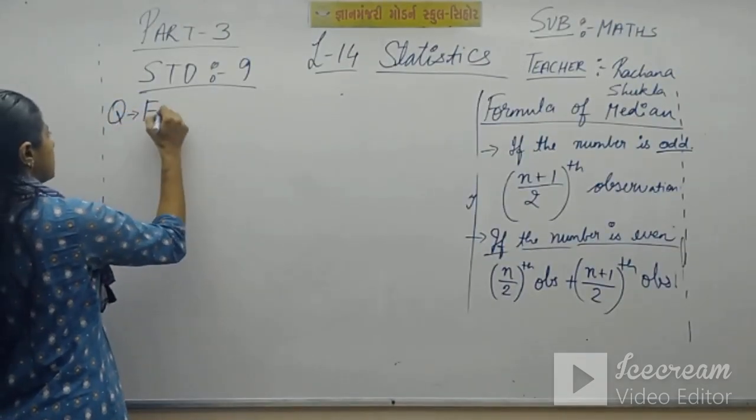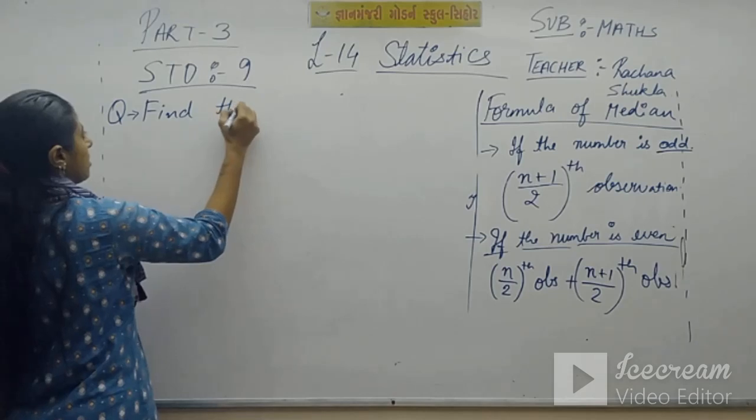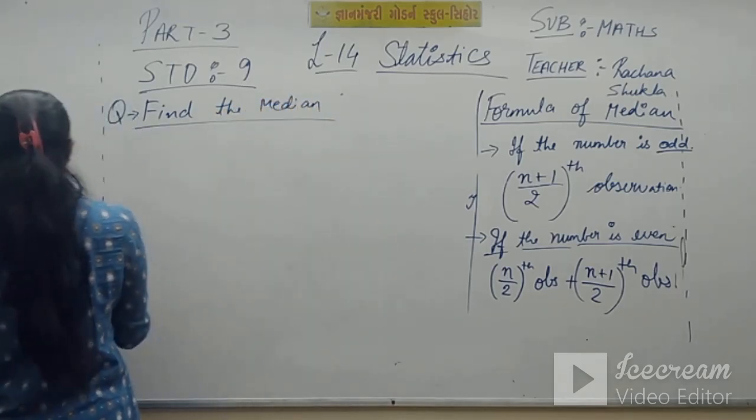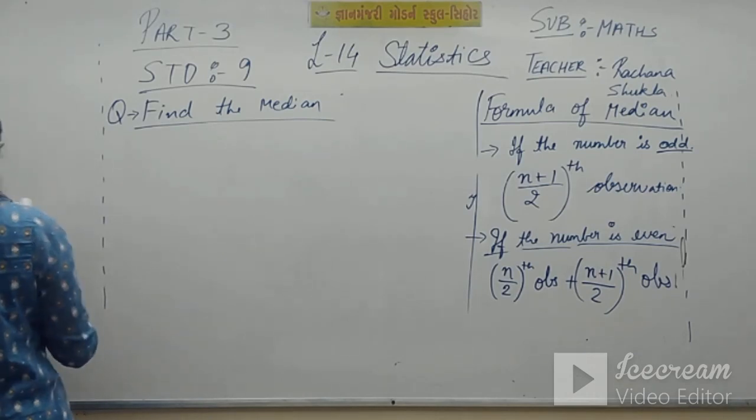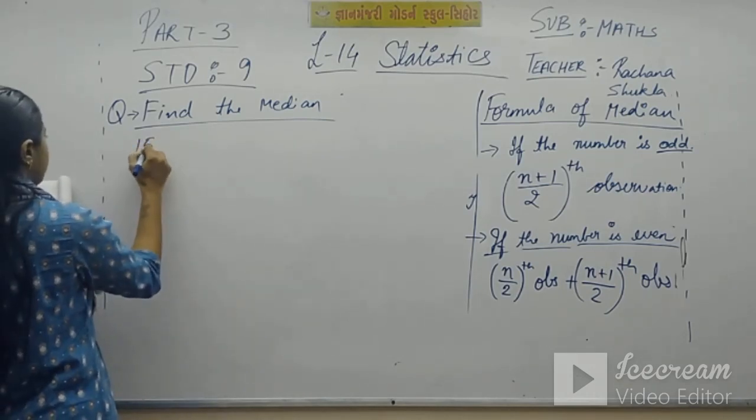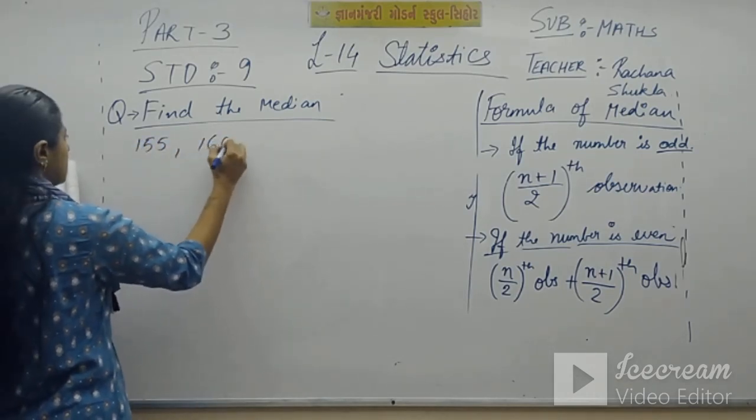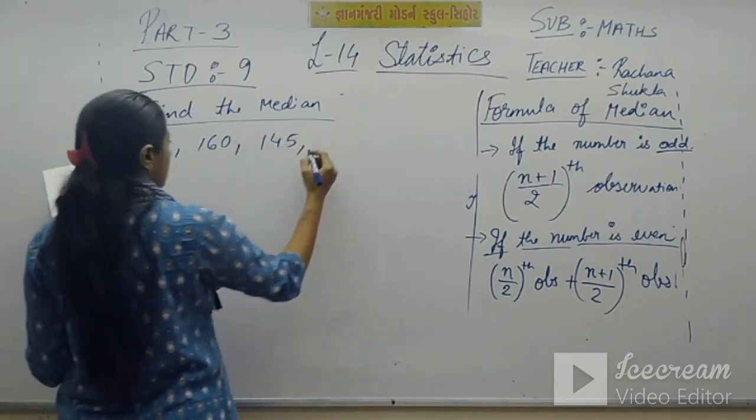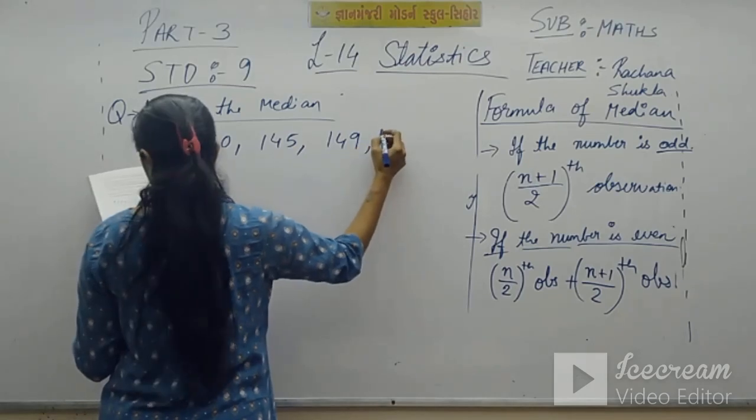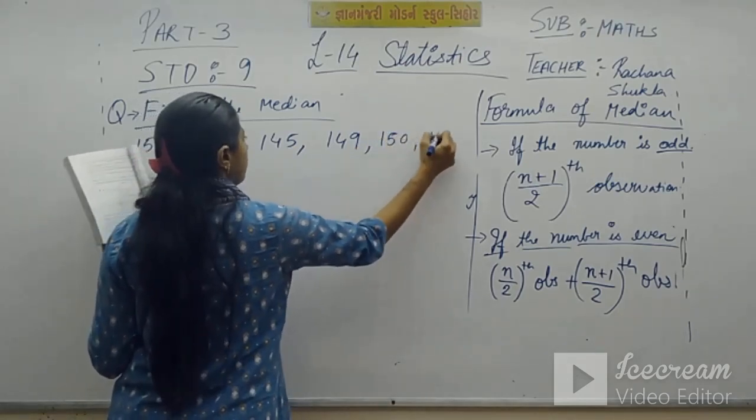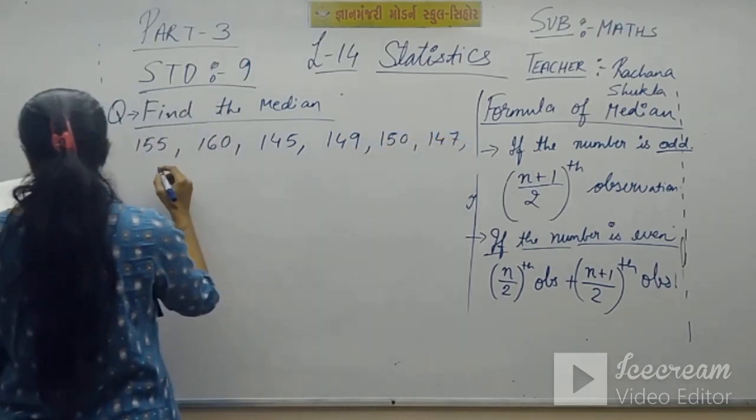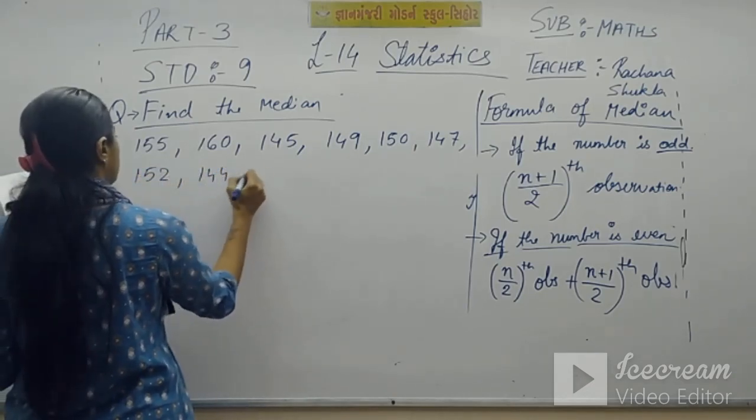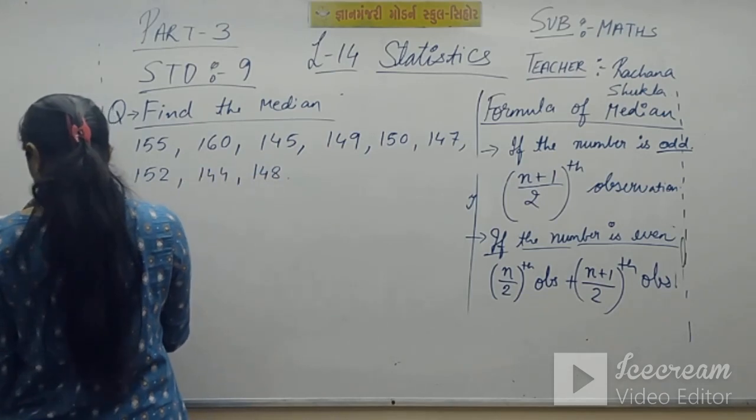Your question is find the median and the data is given. The numbers are 155, 160, 145, 149, 150, 147, 152, 144 and 148.